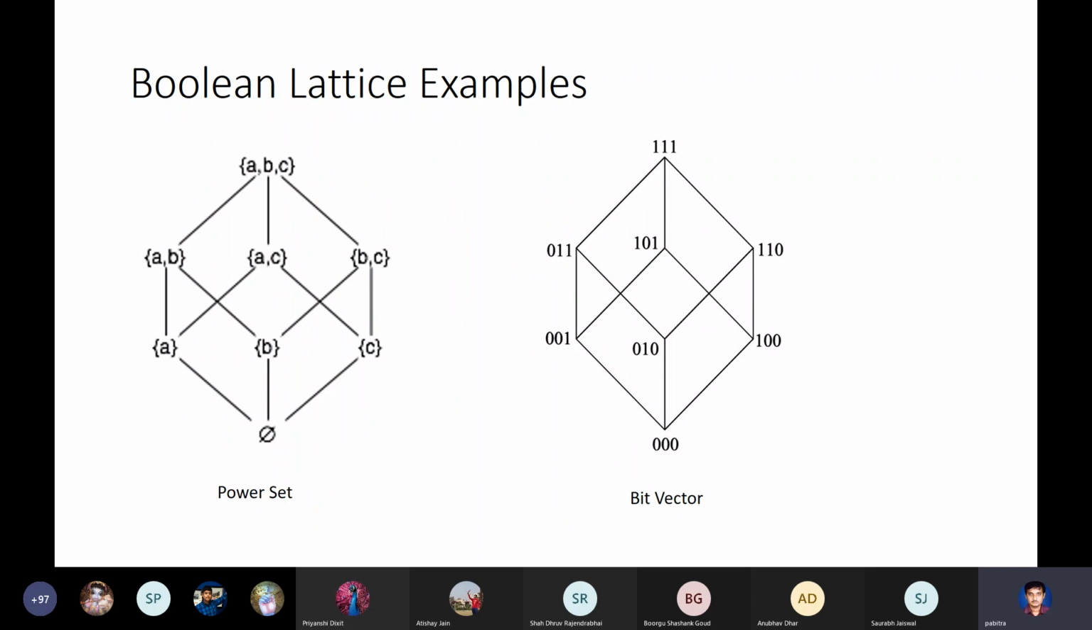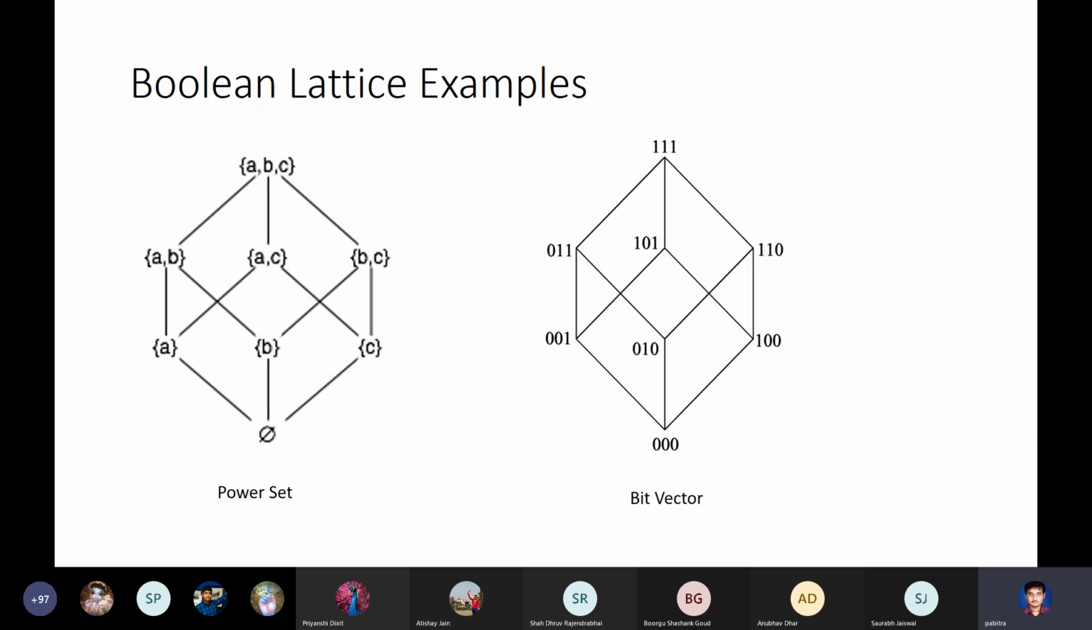So can you tell what is the left hand lattice? It's a power set. I'm taking a set containing 3 elements A, B, C, and all other elements of the lattice are subsets of this. So it's the power set. All the elements of the power set of ABC are the elements of this lattice. And on the right hand side, I am taking bit vectors of length 3. I am coming to this.